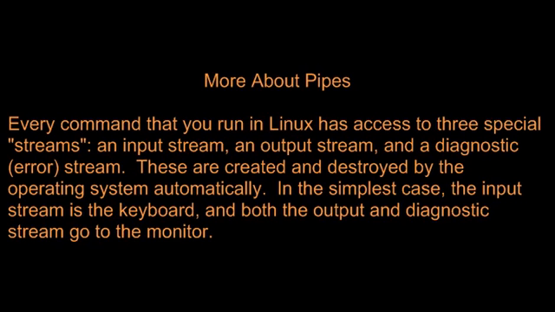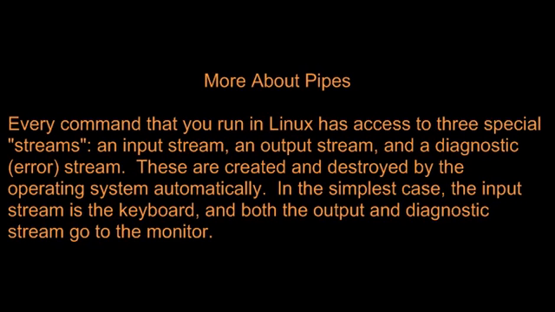One is the input stream, one is the output stream, and one is the error stream. They're called STDIN, or standard input, standard output, and standard error. When you run the cat command, it's taking its standard output and dumping it to the screen. What you do with the pipe is tell it to take that standard output and redirect it elsewhere.